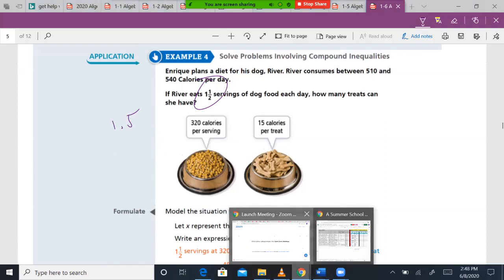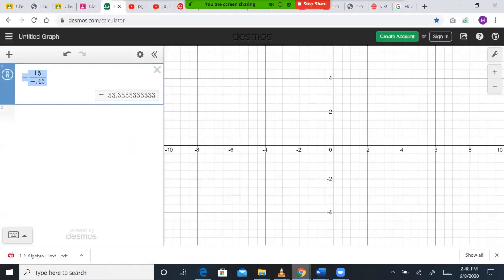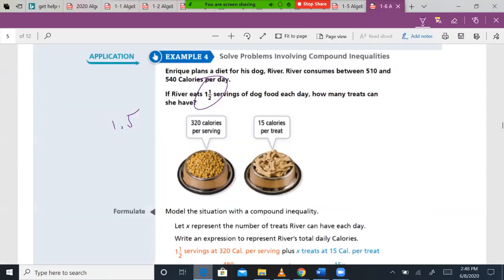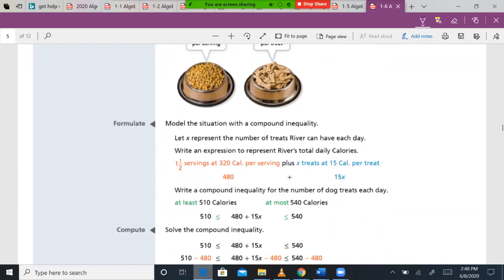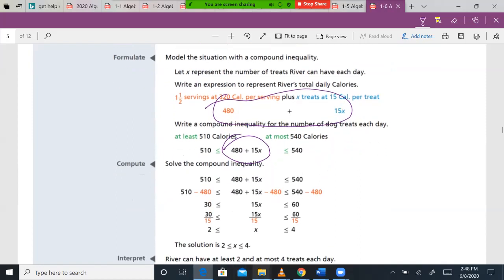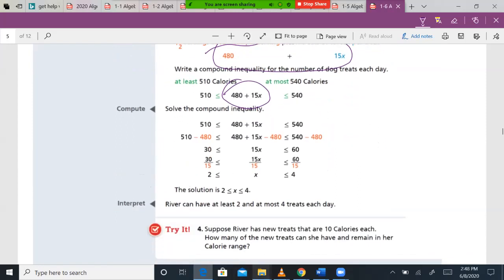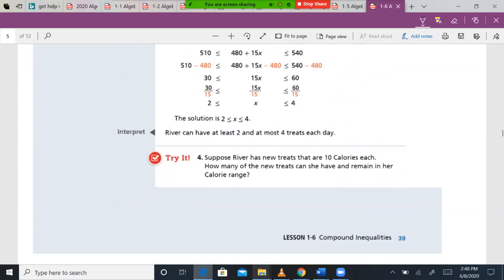And again, you can use good old Desmos. So let's figure that out. 320 times 1.5. Voila, 480. So she eats 480 calories, but she wants to eat treats, and every treat is 15 calories, okay? The amount of calories that she's allowed to eat is between 510 and 540, okay? The thing that we're going to compare with is 480 plus 15x, and we know it's got to be between 510 and 540. We do it separately. So she's allowed to eat in between 2 and 4 treats, okay?